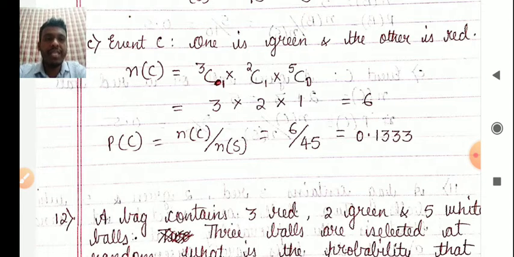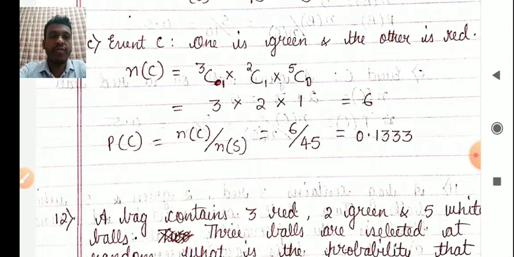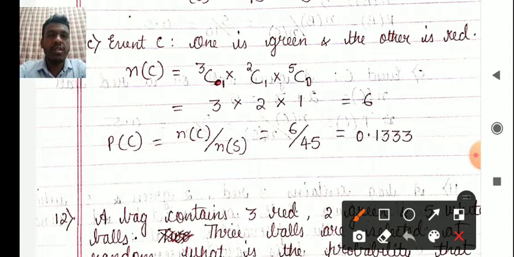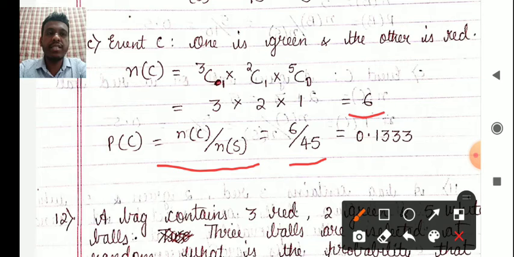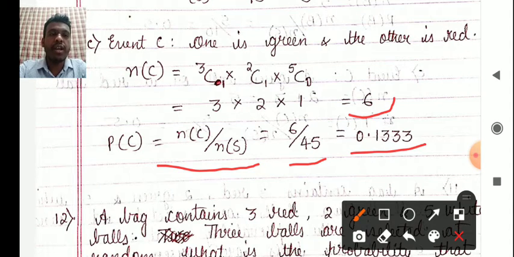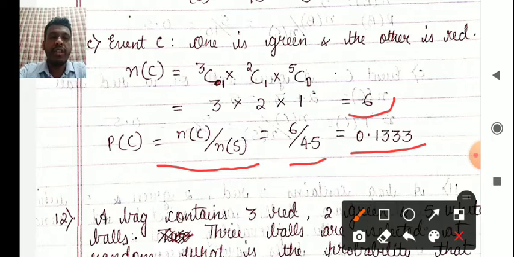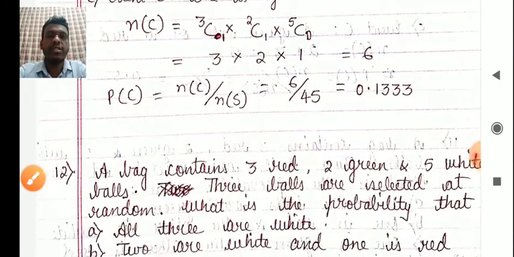So probability of C can be found as n of C upon n of S, which is equal to 6 upon 45. N of C is 6 and n of S is 45. So your total answer is 0.1333. So this is how we have to solve.